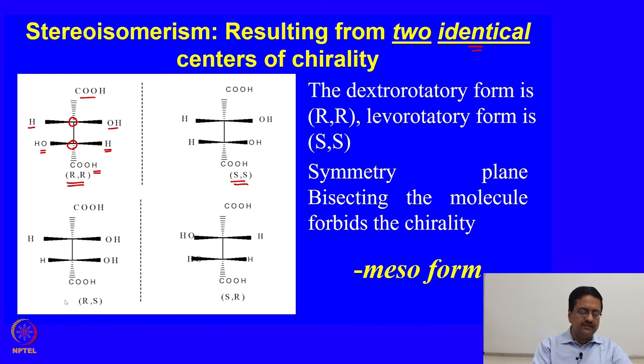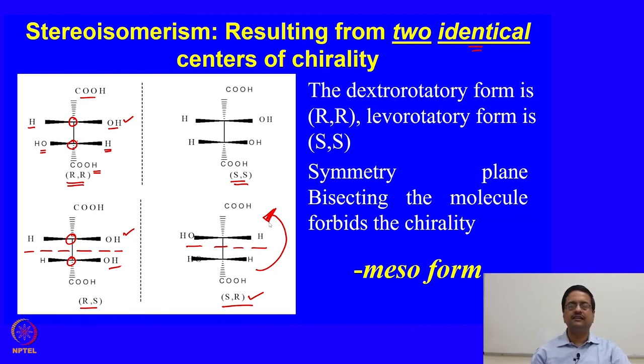Whereas in the other possibility, we keep this group the same, change the second one and make it this one. The corresponding mirror image of RS becomes SR. But what we see here is that there is a mirror plane in these molecules. So these two molecules are not different. They are the same molecule, because you can rotate this molecule about 180 degrees in plane and superimpose it on the other molecule. So they give rise to the same molecule. This particular isomer is called a meso compound, and it cancels the chirality of this molecule.